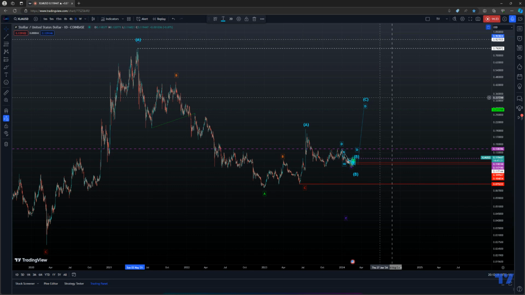So stick with me on this one. I'm going to post ideas and updates. We still have to make this run to the C wave to 0.273, and I'll keep you updated.